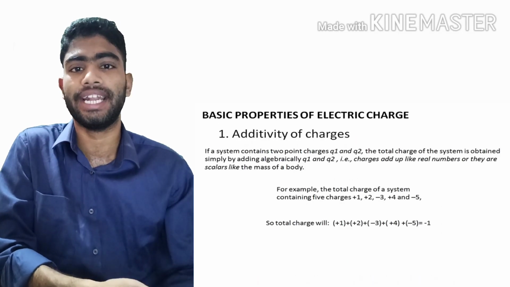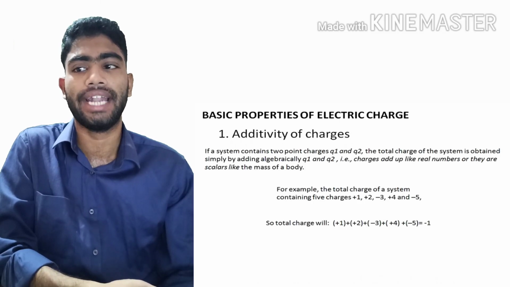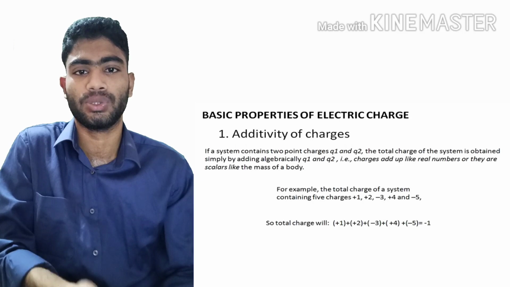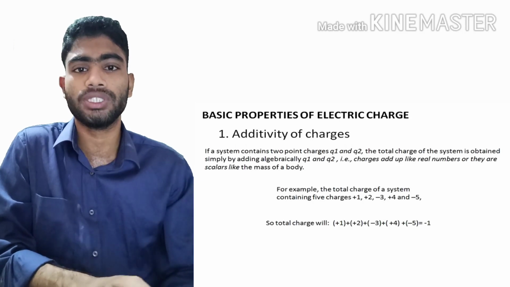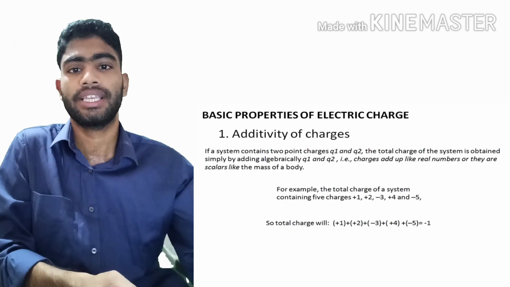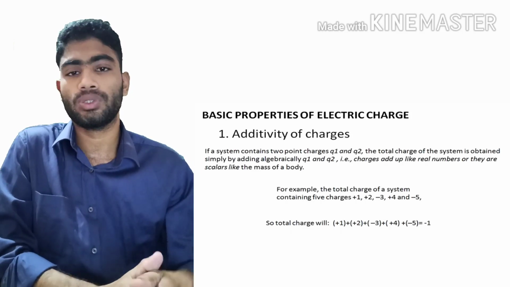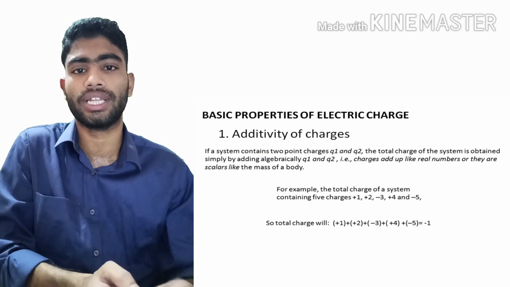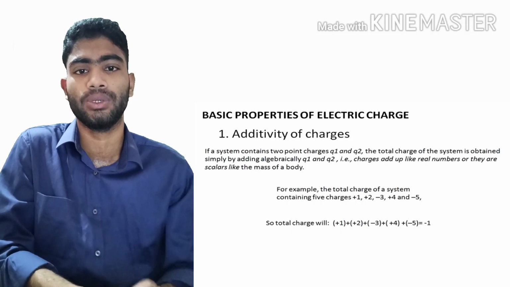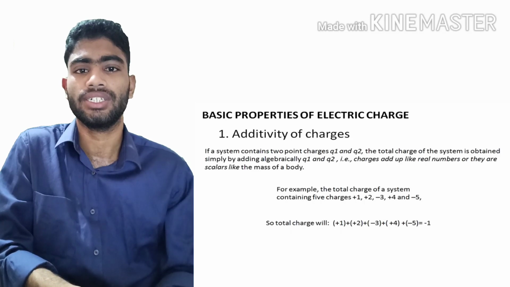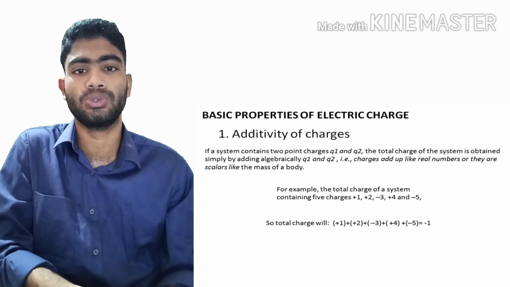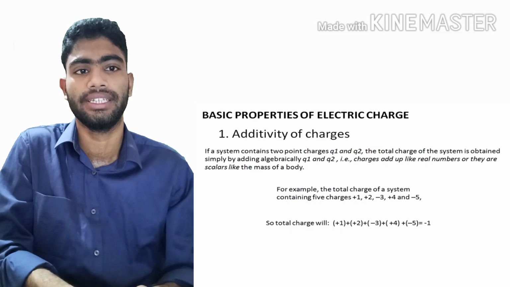The first one is the additive nature of the charge. Additive nature means you can add the individual charges to get the total charge. Suppose you have a system having the charges Q1 and Q2. When you calculate the total charge of the system, you can simply add Q1 and Q2 to get the total charge. Let us take another example to help you understand it more clearly.